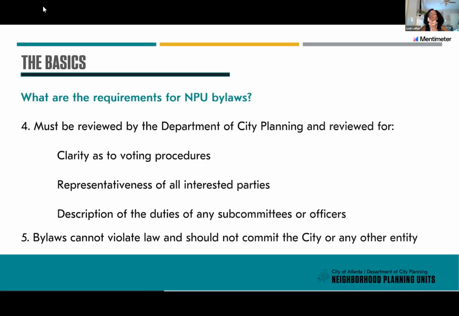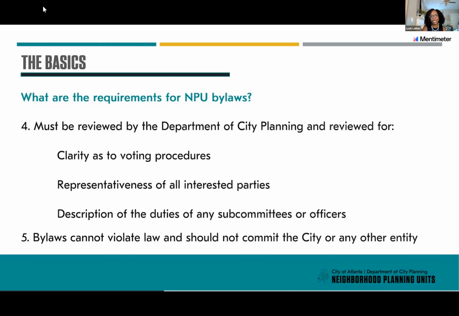So what are they reviewed for? What do they have to be approved for? One, clarity as to voting procedures. And this is a direct quote from the Code of Ordinances. Two, representativeness of all interested parties. Three, description of the duties of any subcommittees or officers. Those are the three things that our team reviews your bylaws to see.